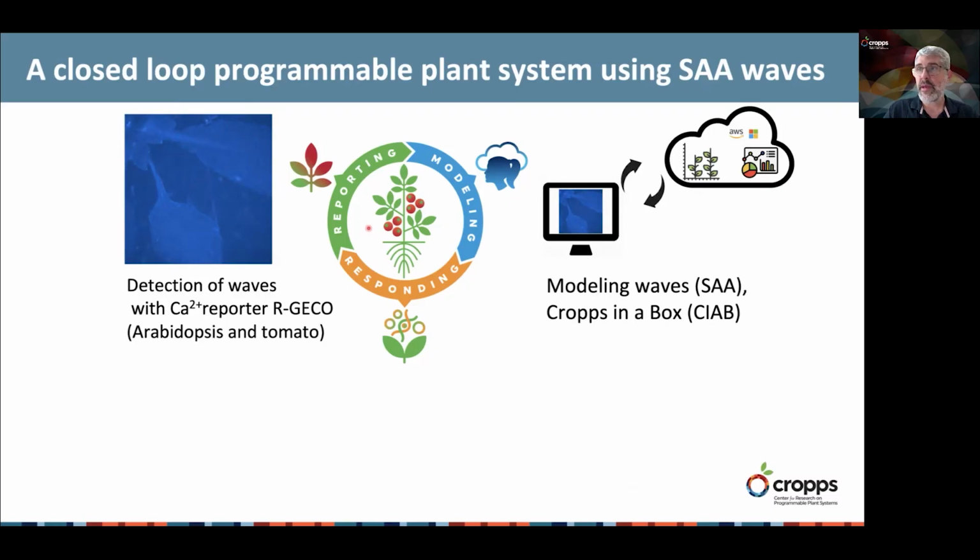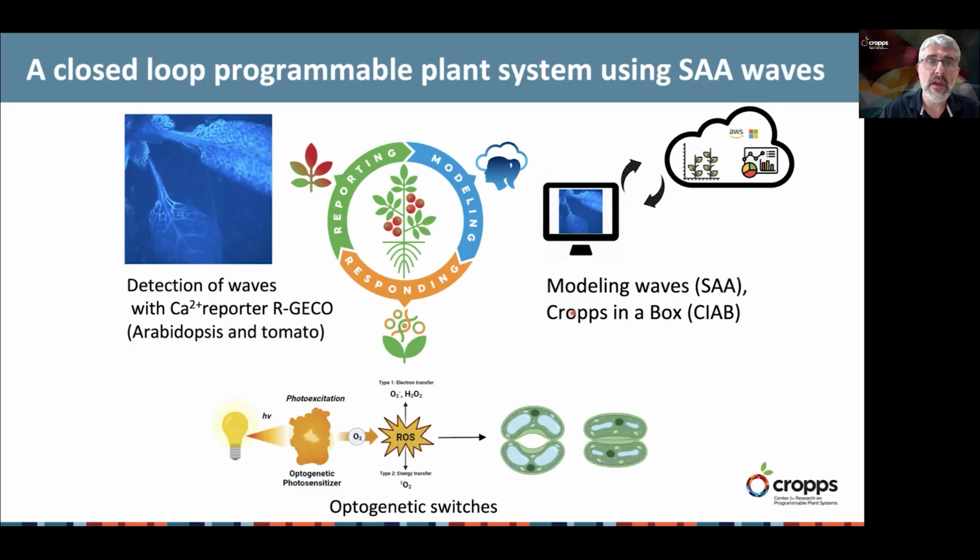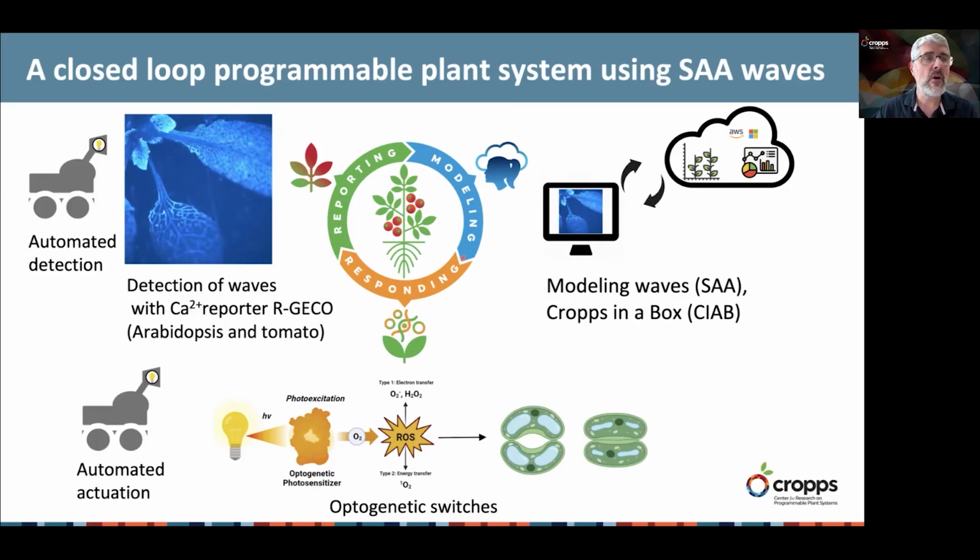As we monitor these waves, we'll be able to model how their waveform correlates to different types of physiology and tell us the biological meaning behind those waves. We're also incorporating this in demonstration space called CROPPS in a Box, which I'll be telling you about later. With responding, we are incorporating synthetic biology tools in the form of optogenetic switches that we can use to non-invasively induce these long-distance signals to potentiate changes in stress physiology like stomatal aperture. And we're incorporating automated detection and automated actuation to close the loop in this system.